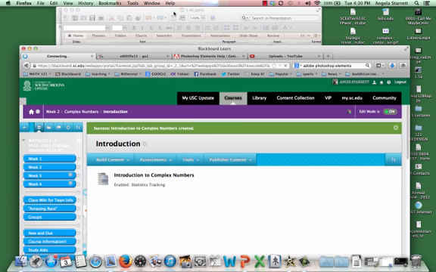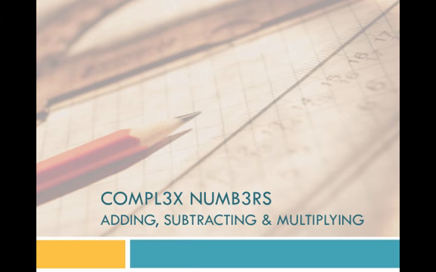All right, we are working our way through complex numbers. So let's do some adding, subtracting, and multiplying. In general, I think you guys are going to find this stuff not too difficult.